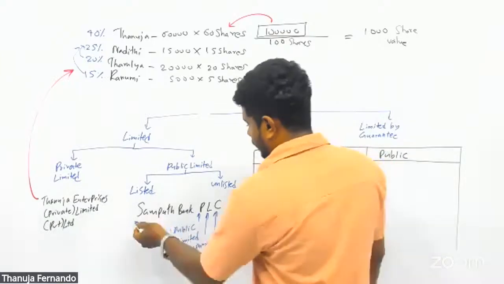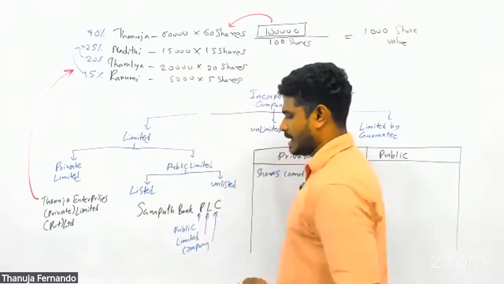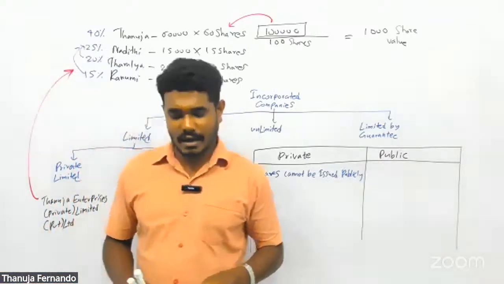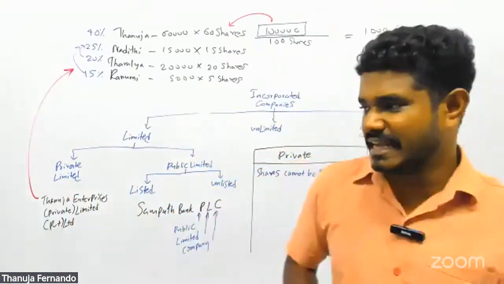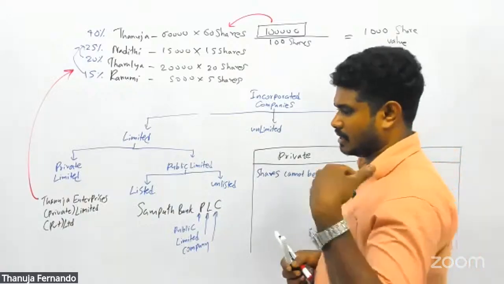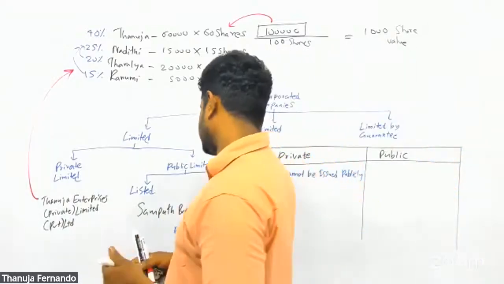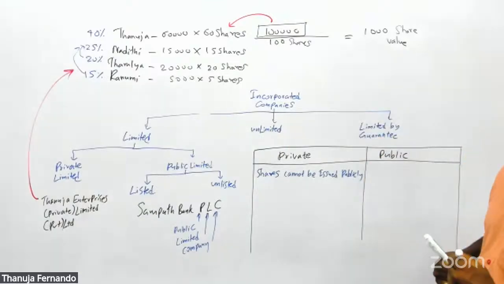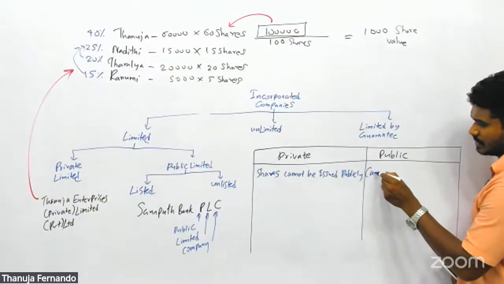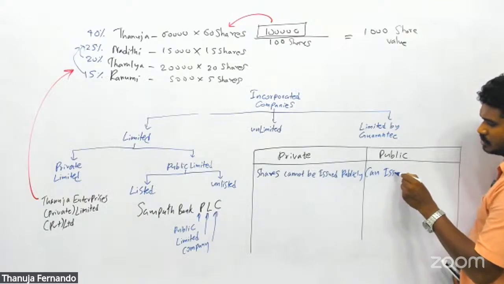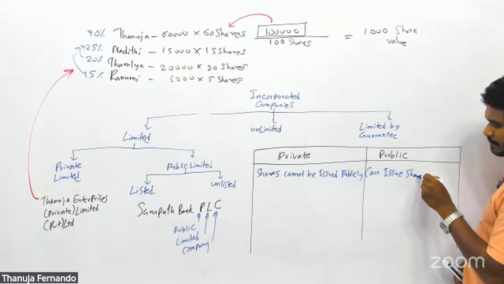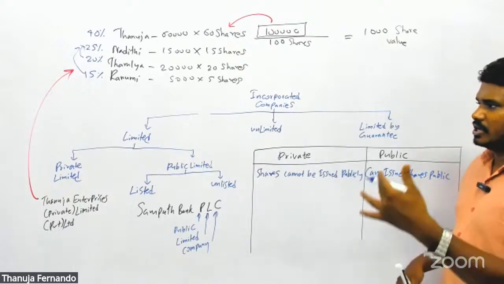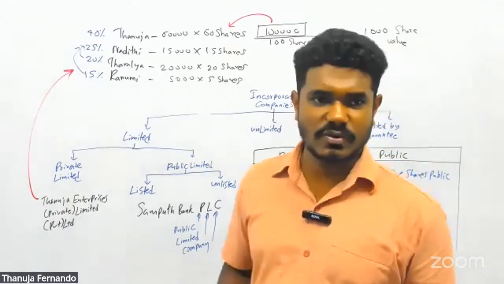For PLC companies like Sampath Bank, Commercial Bank, Expolanka, Aitken Spence, Singer, Barnes, they are public limited companies, so they can issue shares publicly. They can advertise anywhere that they are issuing shares.